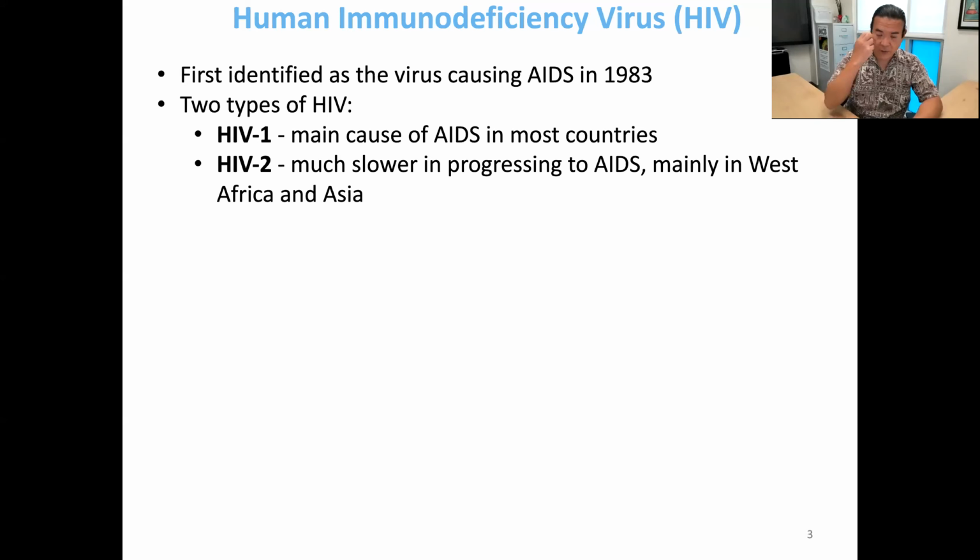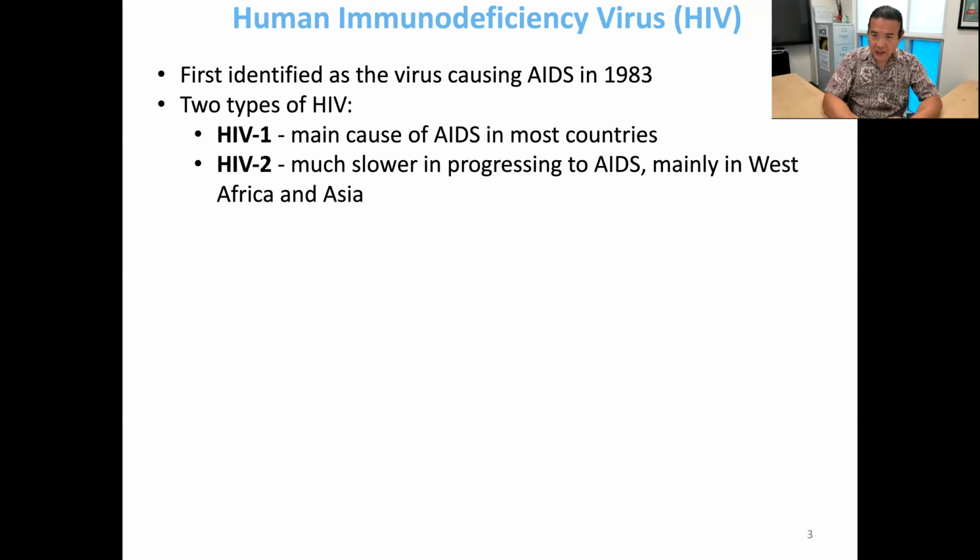So you can be born with a perfectly fine immune system, and then you're exposed to something that causes a deficiency. HIV is a prime example of that. HIV was first identified as the virus that causes AIDS in 1983. There are two main types of HIV that discussions about HIV and AIDS typically focus on.